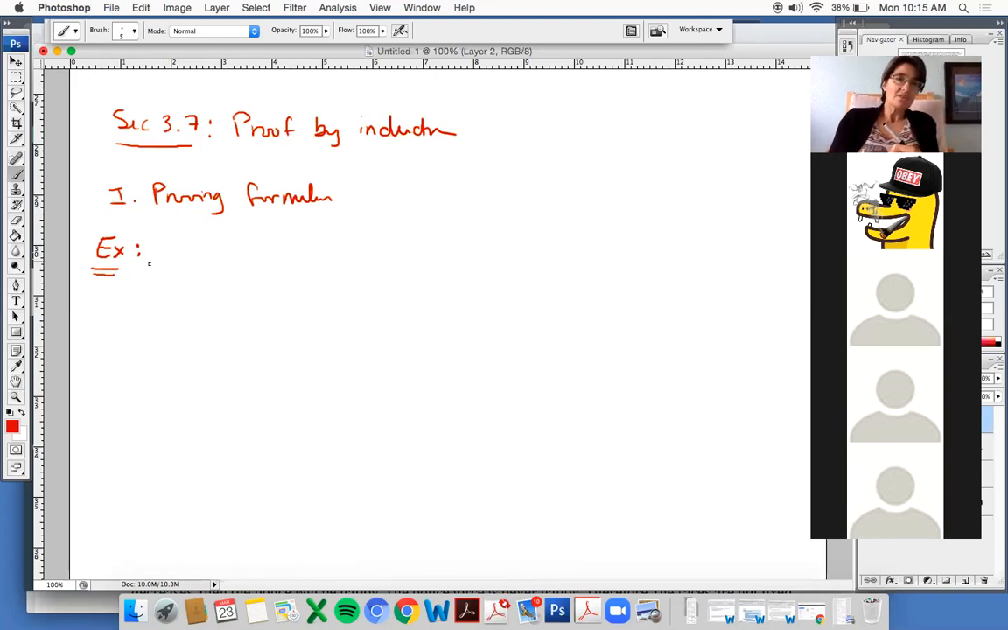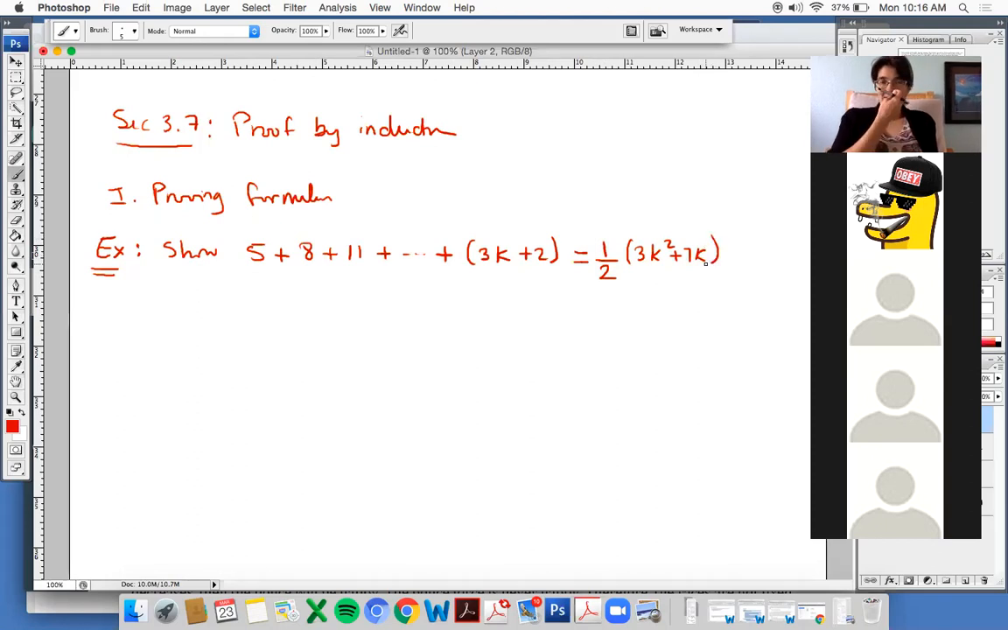Here's one. We want to show that if I add up 5 + 8 + 11 + ... + (3k + 2), so this is an arithmetic sequence that starts with 5 and increases by 3 each time, that this gives us 1/2 (3k² + 7k). And that's it. So again, this is a summation formula.